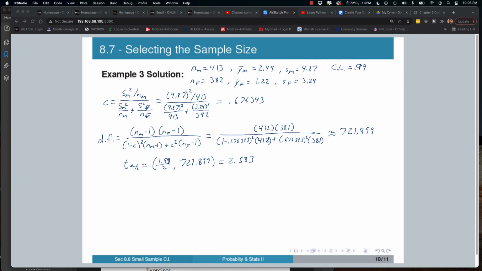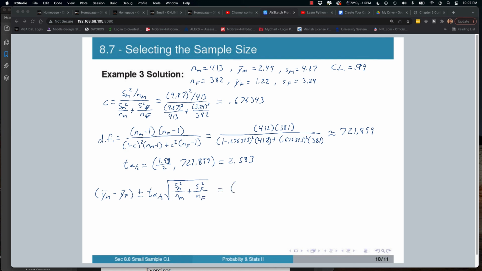So the difference between this confidence interval formula and the last one was we can take the y bar of the first group, the males, minus y bar of the females, plus or minus the t alpha over 2. Everything looks the same so far, but now we're going to multiply that by the square root of the first group's variance over its sample size plus the second group's variance over its sample size.